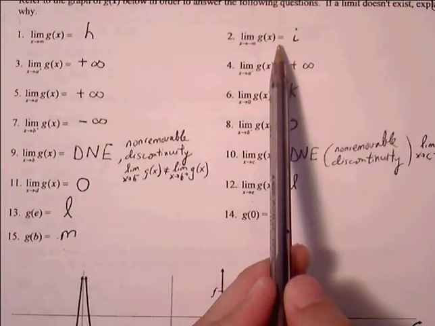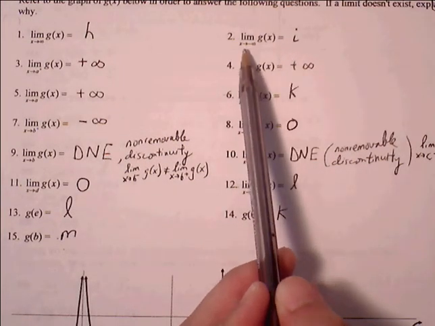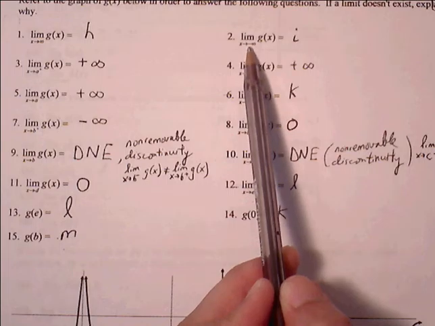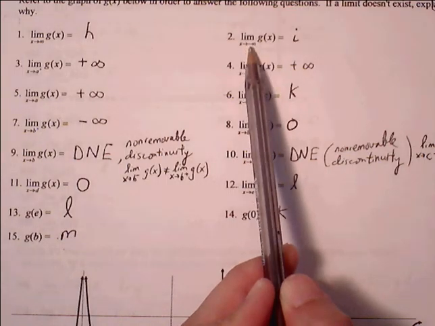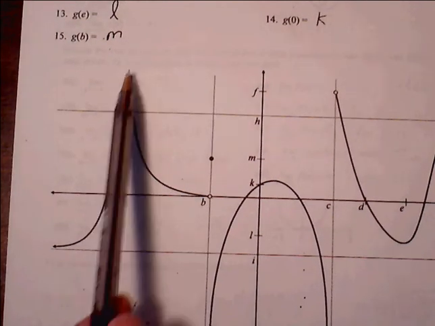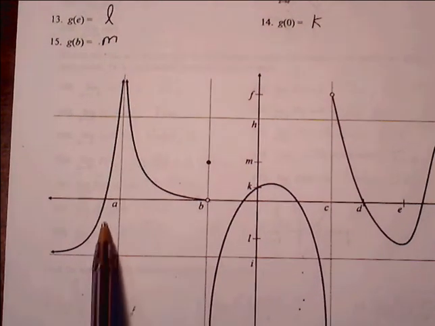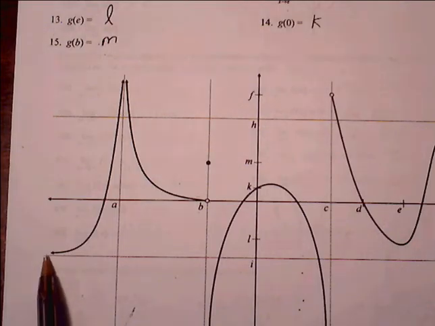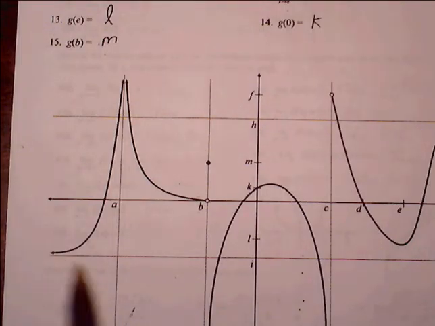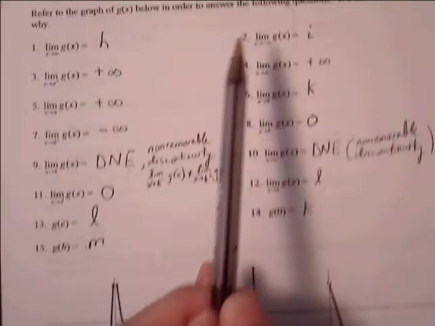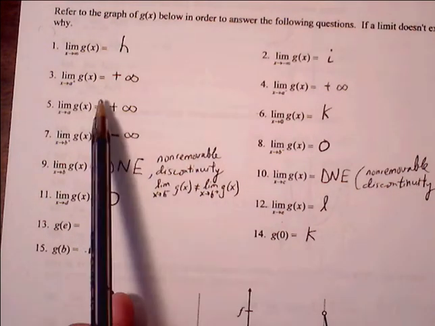Okay, number 2, limit as x approaches negative infinity. For negative infinity, we want to follow the left arrow off the graph, and we want to see, does the graph level off. Here we're following the left branch of the graph, as it goes off the graph, we see that it's leveling off at a y value of I. So therefore, that's where the limit is.